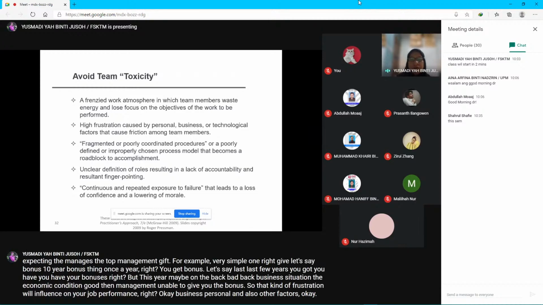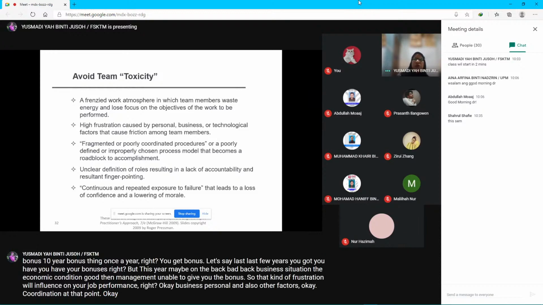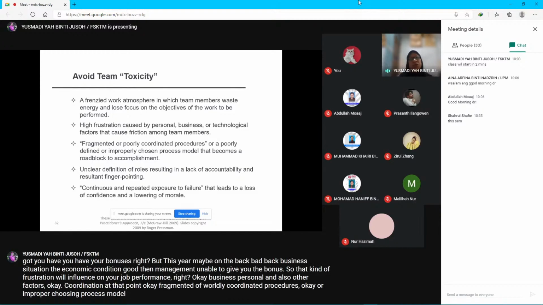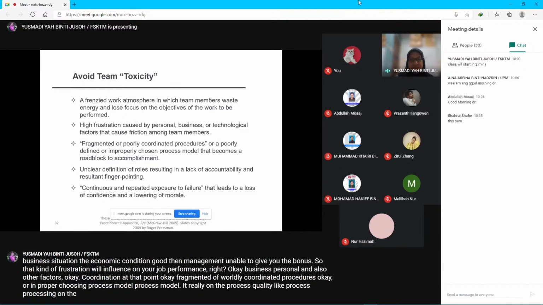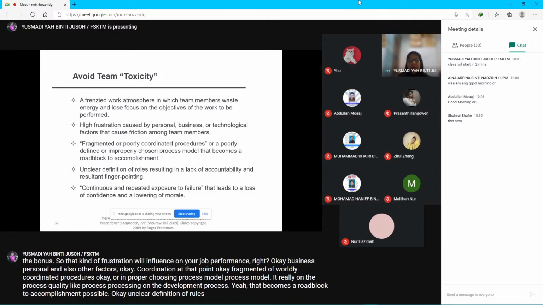Coordination, the third point: fragmented or poorly coordinated procedures, or improper choice of process model. The process model relates to process quality, right? Process here means the development process, which becomes a roadblock to possible accomplishment. Okay, unclear definition of roles resulting in a lack of accountability and finger pointing.